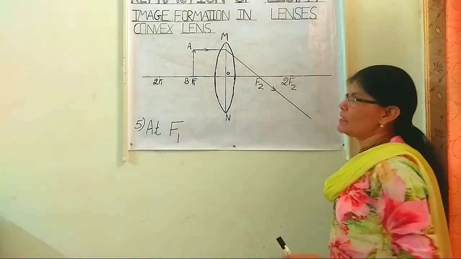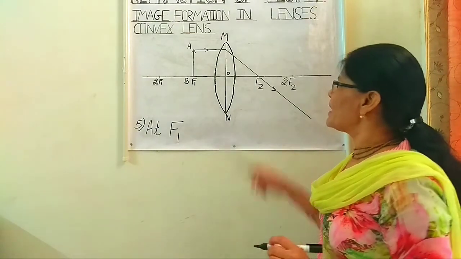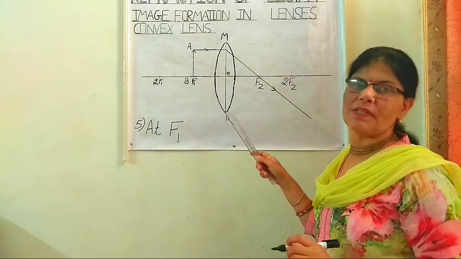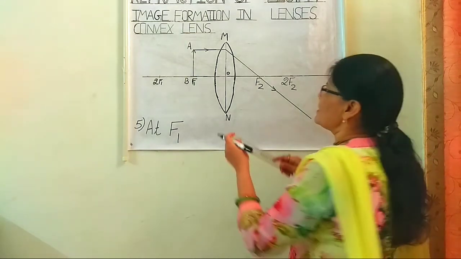Second rule is when the incident ray passes through the optical center of the convex lens, then it will go as it is without any refraction. So let us draw this also.